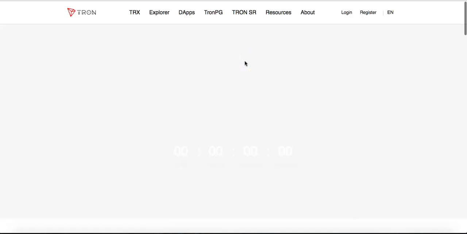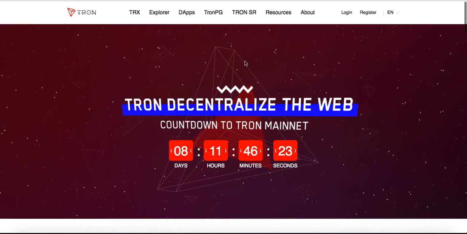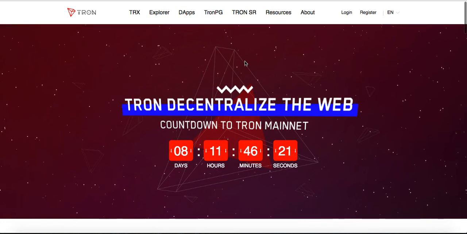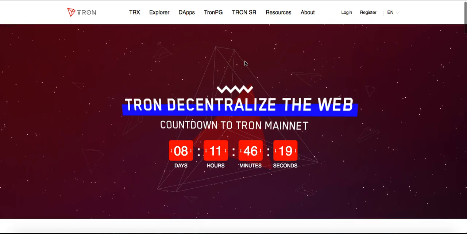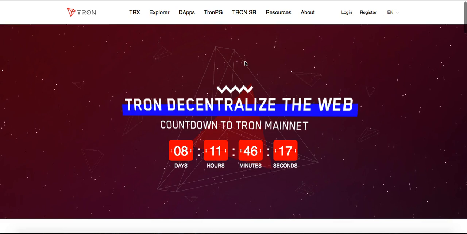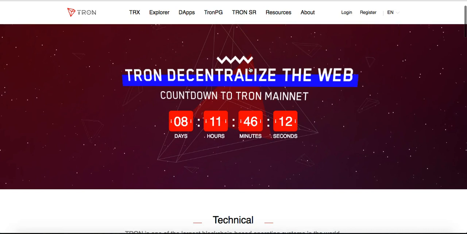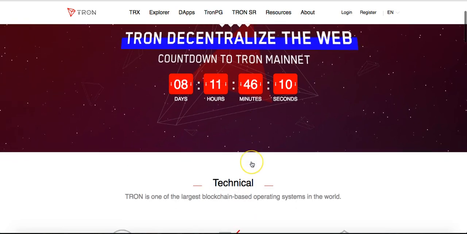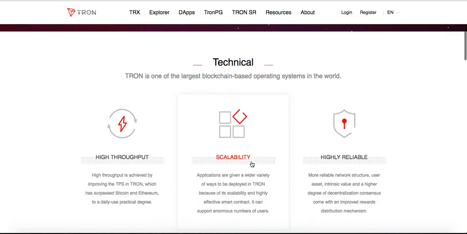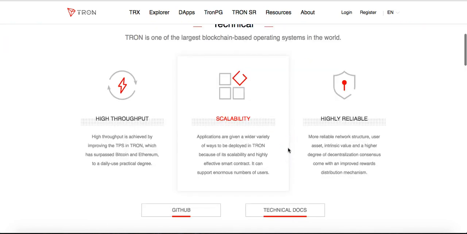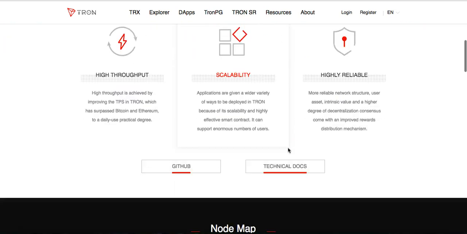So you can go ahead and click a website. Let the website load up, and you'll actually be able to find out what it's doing. Tron, decentralize the web. Countdown to the mainnet. You don't know what that is, so you're like, what is this? Okay, it's 8 days until something. At least it's doing something. Well, you can read through technicals.